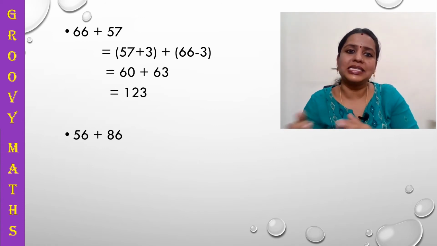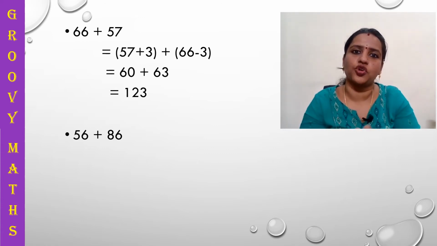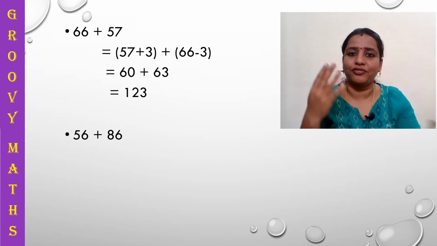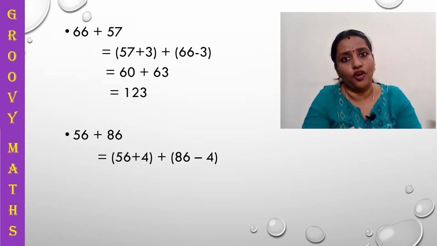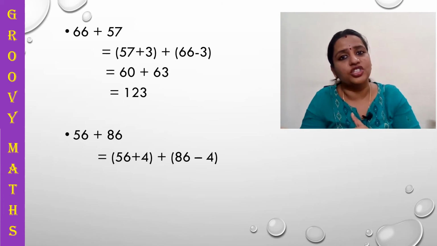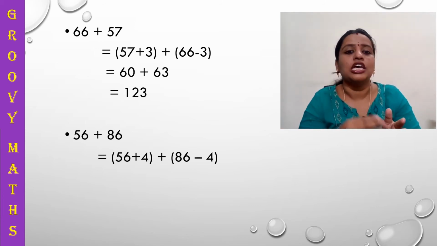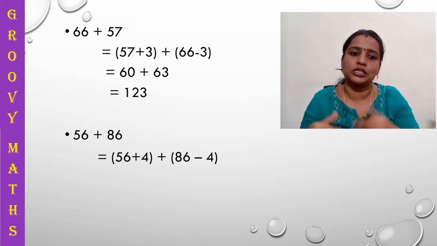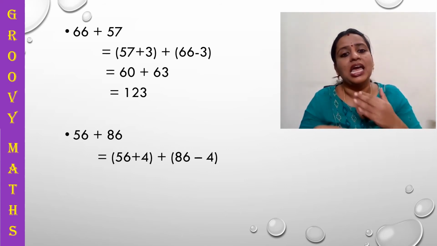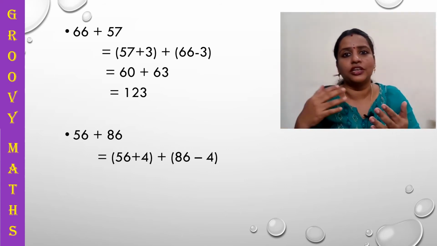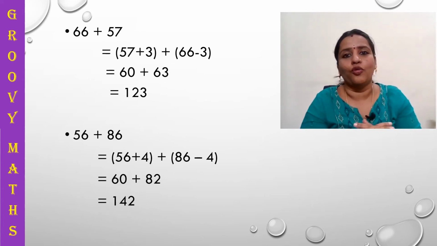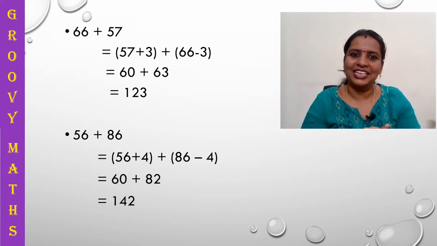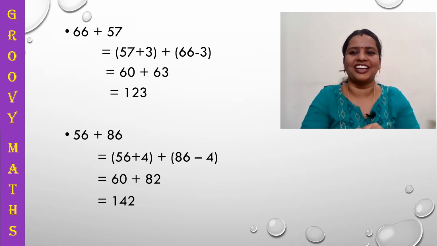To make the 86 a multiple of 10, what I'm supposed to do? I have to add 4 to it. When I add 86 plus 4, at the same time I have to subtract 4 from the 56. So 56 minus 4. 86 plus 4 will give me a 90 and 56 minus 4 will give me a 52. So 90 plus 52 will give me 142. Okay, is it clear for everyone? Okay, good.